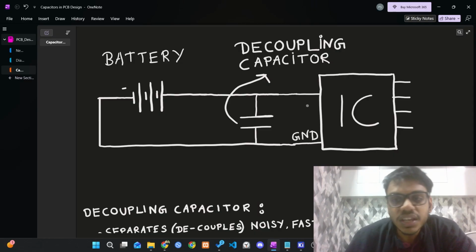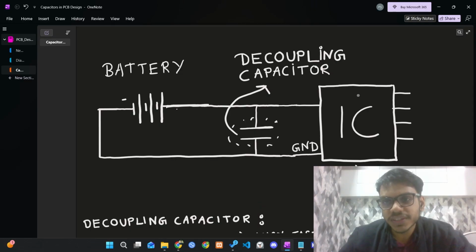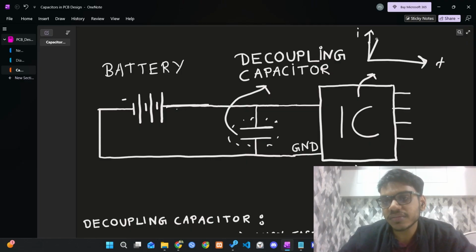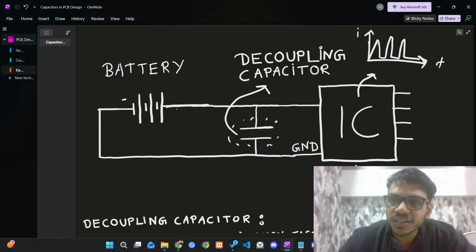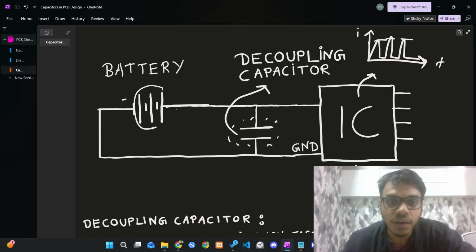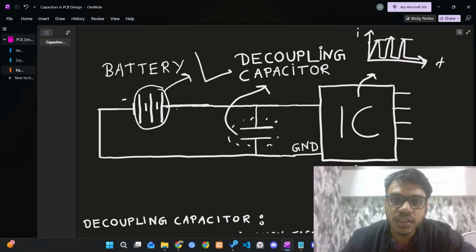So let's just see how it does that. This IC will demand current, something like this. Let's just say this is current and this is time. So it will demand the current suddenly something like this, then it will drop and it will again spike and again drop, and again spike and again drop. So these sudden spikes are due to the transistor switching inside the IC. So it is very noisy. And typically our battery or the power supply supplies the current in a smoother fashion.